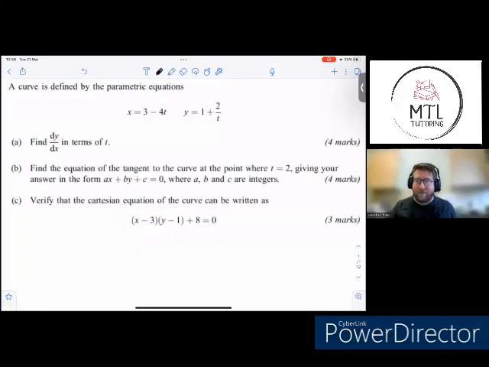As always, please pause the video before you see me go through the answer. Have a go at it yourself, and then you can compare your answer with my worked solution.